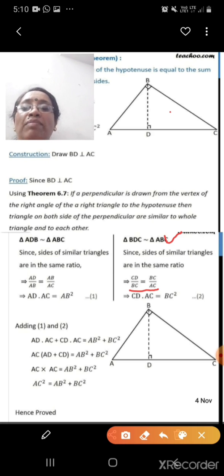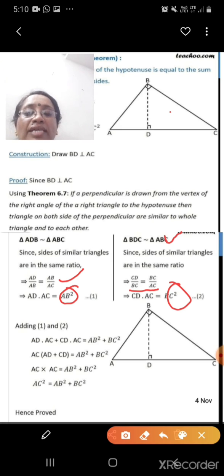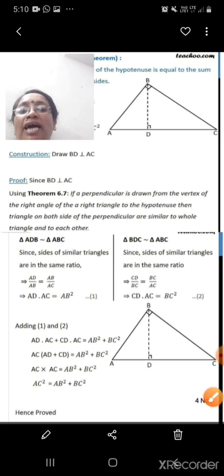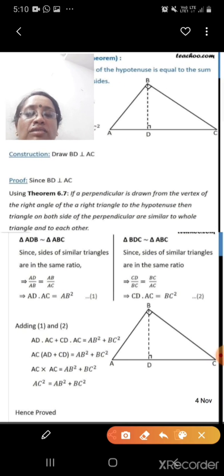In the first case, we need to get an AB square. In the second case, we need to get a BC square. Like that, you have to select the ratios. After those two cases, we add 1 and 2. This is equation number 1, and this is equation number 2.